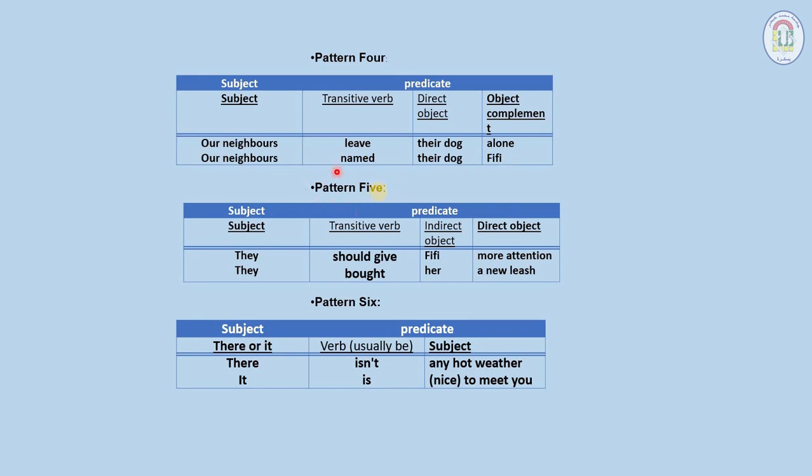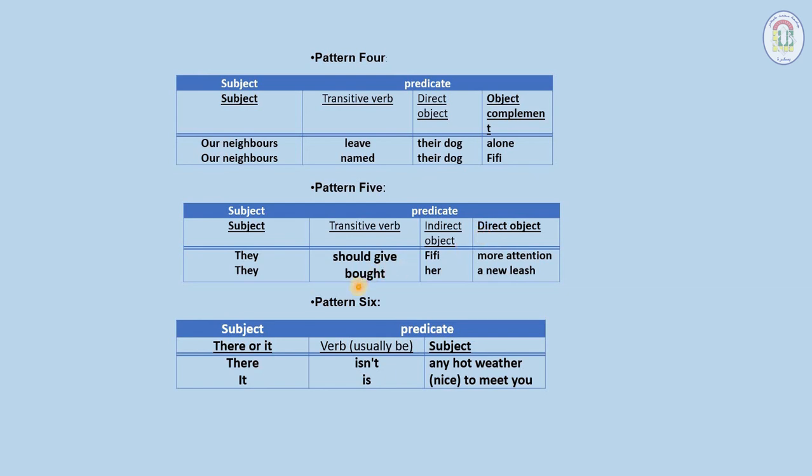Pattern 5. Here what do we have? We have a subject, a transitive verb, and two objects for the verb. One is indirect and the other one is direct. So, they should give Fifi, the dog, more attention. Normally it is supposed to be they should give more attention to Fifi. They bought her a new leash. Normally they bought a new leash to her. So this is a direct object and an indirect object.